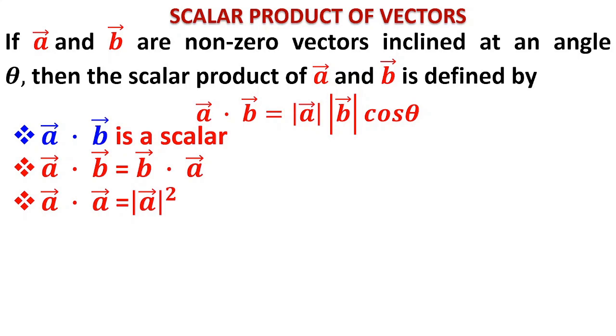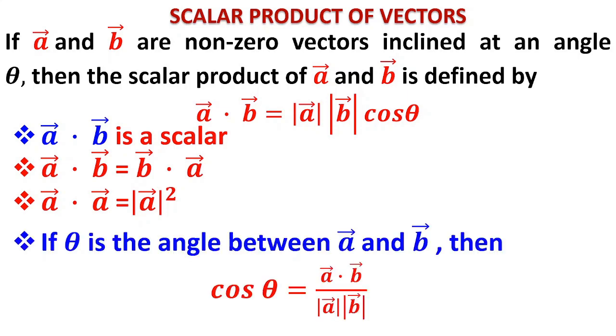And when you find A dot A, the angle between them is 0, and cos 0 is 1. Therefore it is magnitude of A into magnitude of A into cos 0, therefore magnitude of A square. We will use this result also to prove some important results.